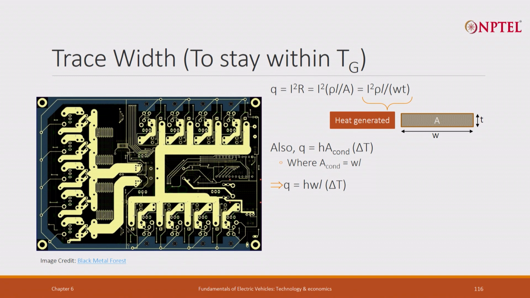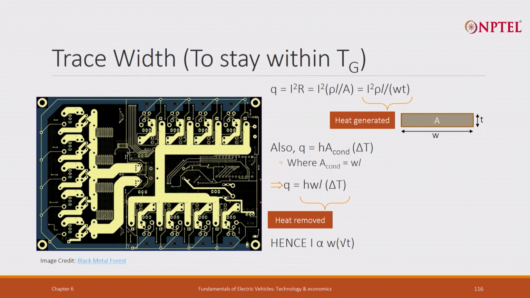Now, if I just equate the heat generated with the heat that is being removed, then I will be able to easily find that the current that the trace can carry is directly proportional to W into square root of T. I will advise you all to figure it out for yourself. Just by comparing the two equations, you know that the current is proportional to W into square root of T.